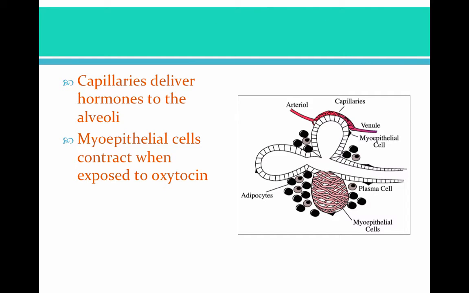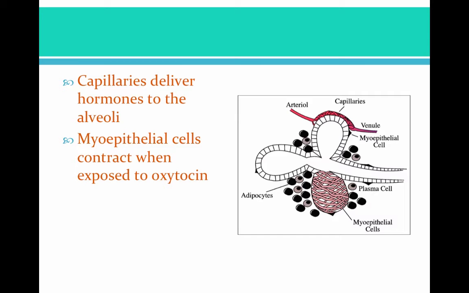So capillaries can also deliver hormones to the alveoli, and myoepithelial cells contract when exposed to oxytocin. The capillaries deliver hormones to the alveoli, which signal them to release milk and to make more milk. Oxytocin signals the alveoli to release the milk, and prolactin signals the alveoli to make more milk.